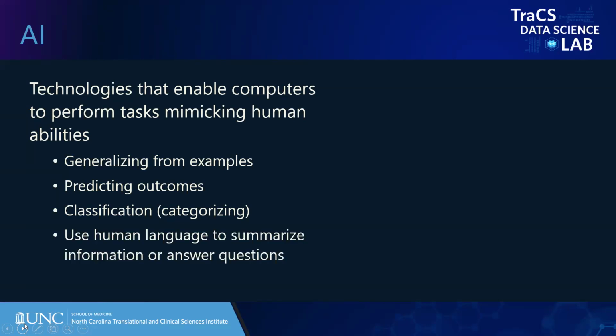And then, of course, another one we've all been hearing a lot about is using AI to summarize information or answer questions using human language. So this includes the chatbots, the digital assistants, the co-pilots that have been getting a lot of attention and keep popping up in more new places.